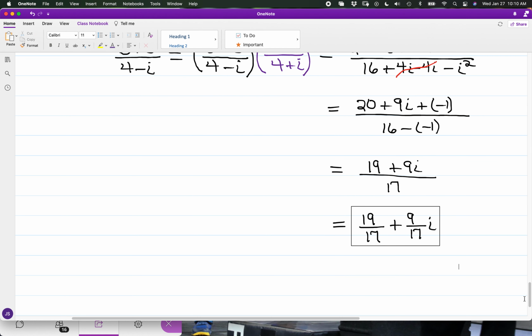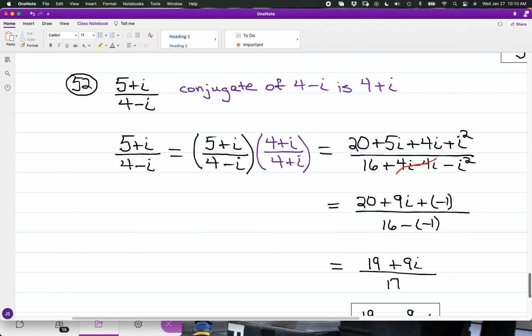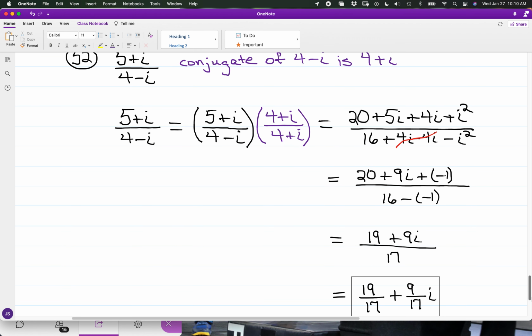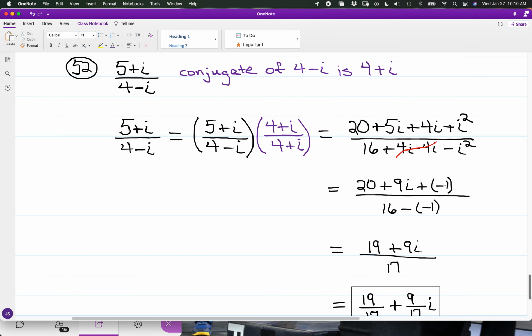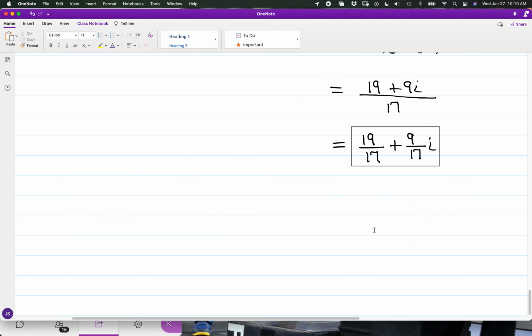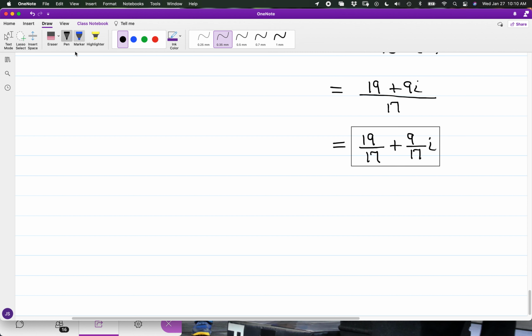All right. So again, with complex number fractions, in terms of converting to the standard form, the most common pathway is taking the conjugate of the denominator and multiplying that fraction by 1 in the form of the denominator's conjugate divided by itself.